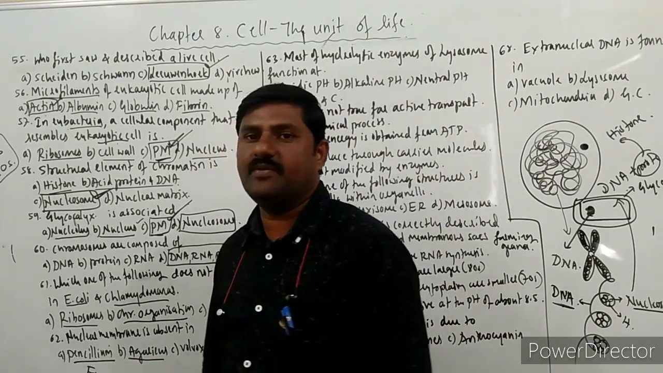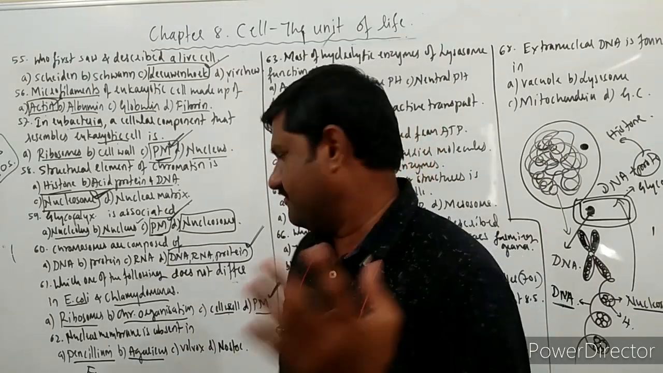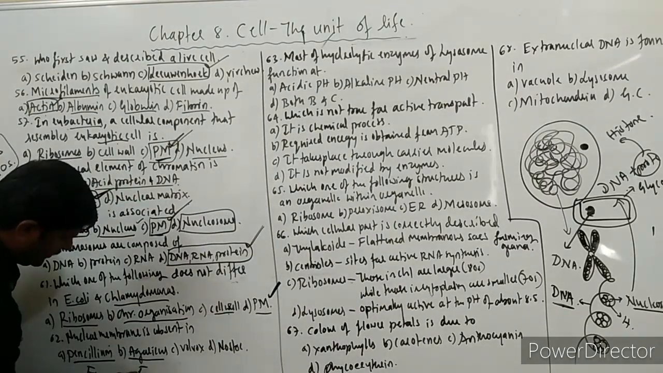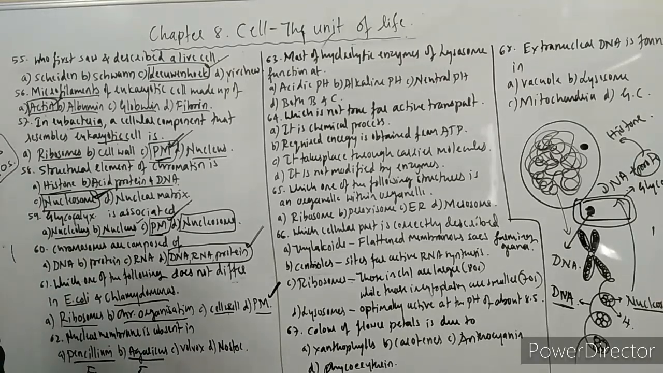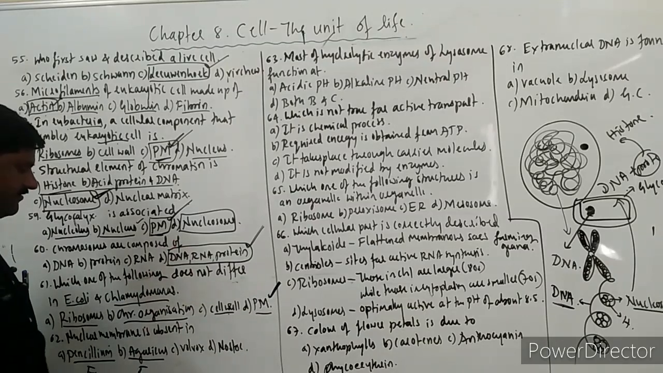Agaricus. Once again we came to the same fungi. Agaricus itself is one of the fungus. So this is also fungus. So that's why this is also eukaryotic in nature. So then Agaricus is also not the correct answer for this question.